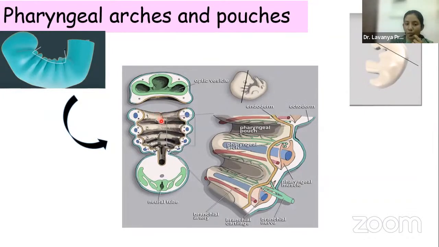Okay, so just below that, in between the first arch and the second arch, we have a median elevation, which is unilateral. We call it the tuberculum impar. So the two lingual swellings and the tuberculum impar become part of the development of the tongue, below which we will have the hypobranchial eminence.